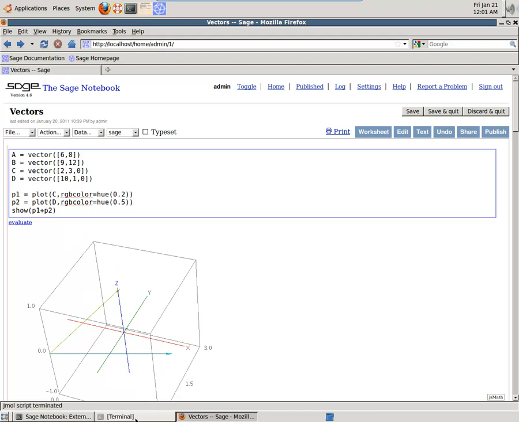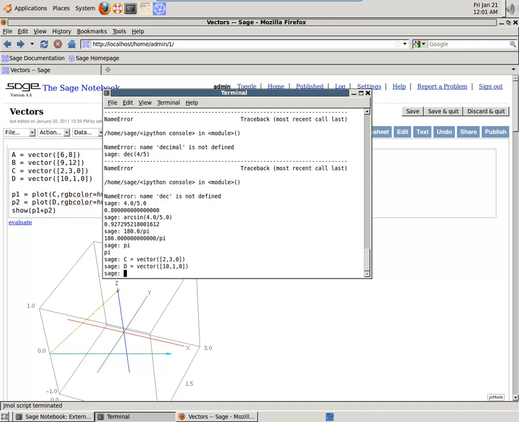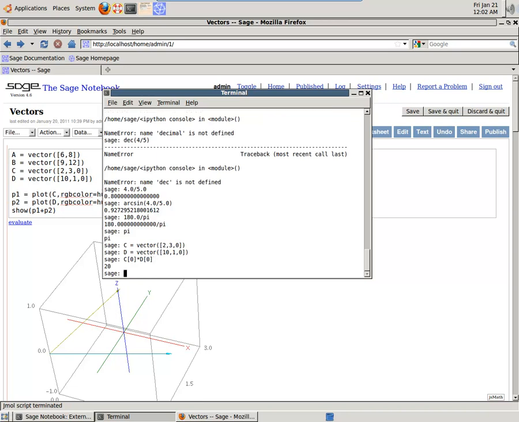Copy it. I'm just going to move over to my terminal here and paste those in. Great. And now I'm just going to take my C, it's a capital C there for mine, times my D, 0 here, right? And I get 20. Cool.